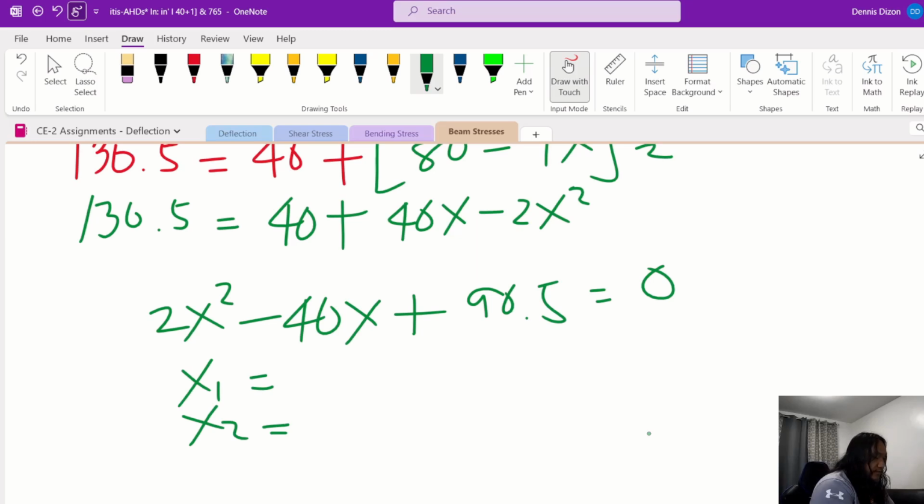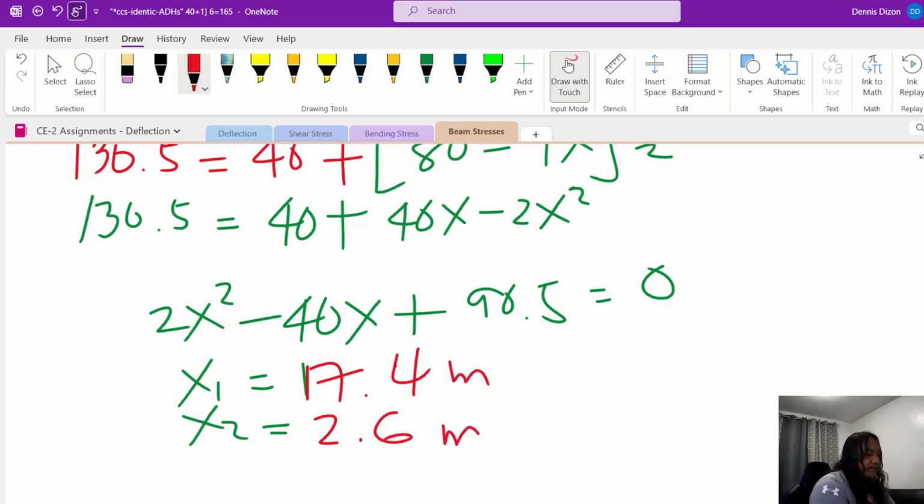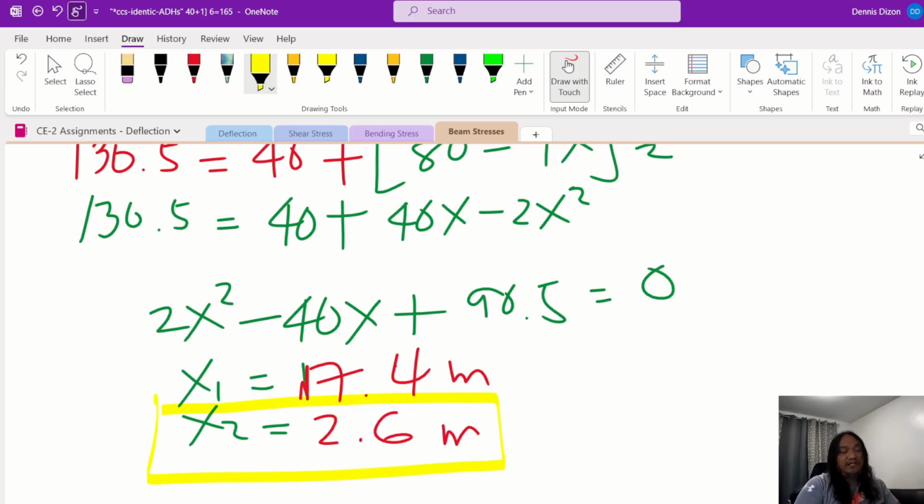So x1 is 17.4, and then x2 is 2.6 meters. Now, obviously, our span is only 8 meters, but x1 is 17.4. Therefore, our location of the zero shear is at 2.6 meters. You disregard x1 because that is too much, larger than our span. So our location of zero shear is 2.6.